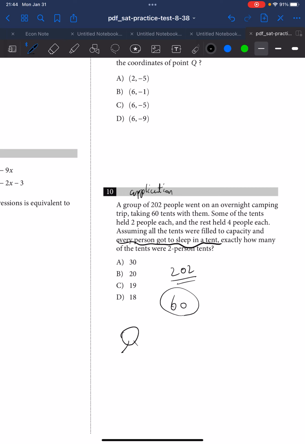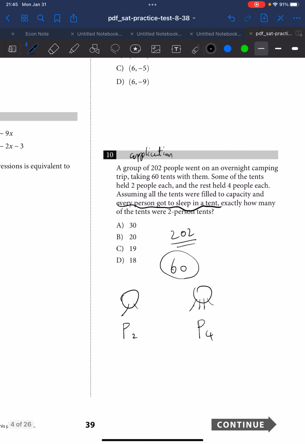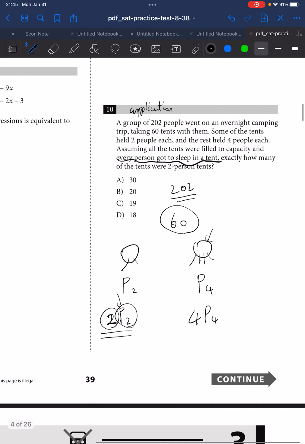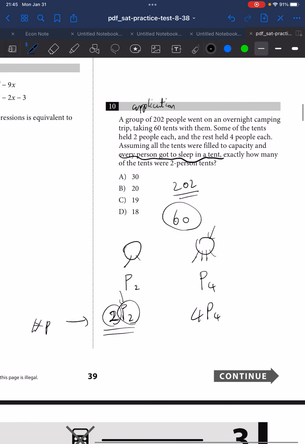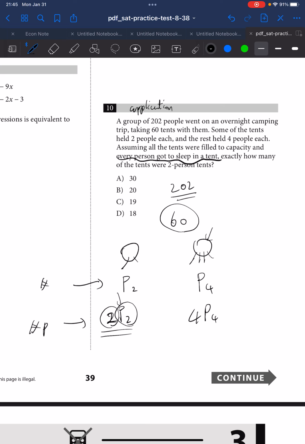Let's say the number of tents with 2 people is P2, and the number of tents that 4 people use, we'll say P4. So the number of people in the two-person tents will be 2P2, because in each tent there will be two people, and the number of people in the tents with 4 people will be 4P4. So this is the number of people, and this is the number of tents.